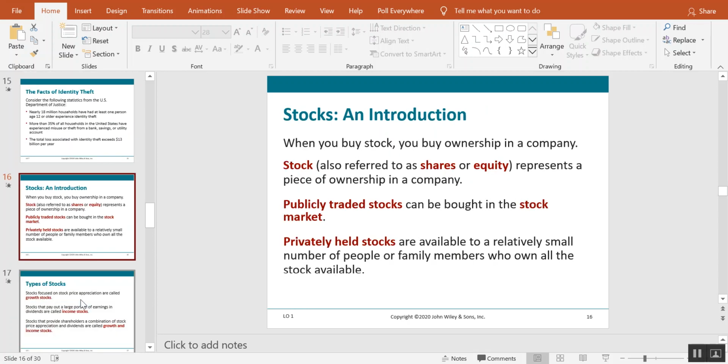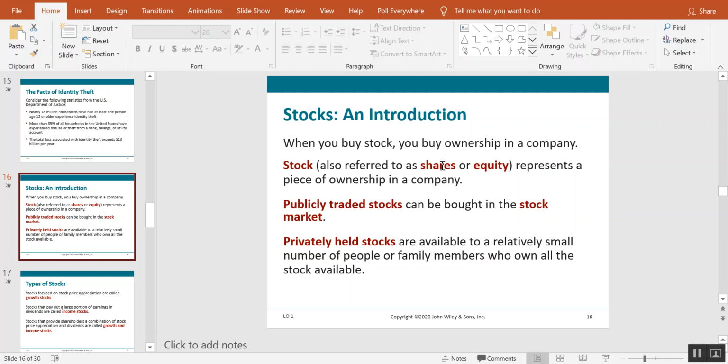Okay, that's chapter 7. Now we're moving into chapter 8, where we talk about stocks. Just be aware of what a stock is. A stock is a slice of ownership in a company. A piece of ownership in a company is a stock. When you buy a stock, you have equity in the company.